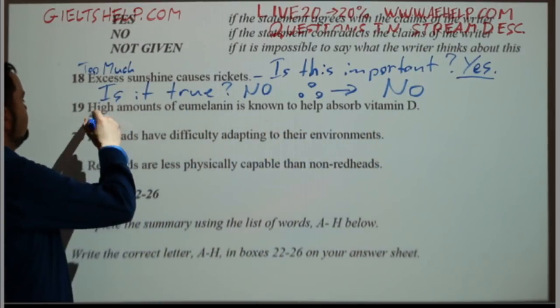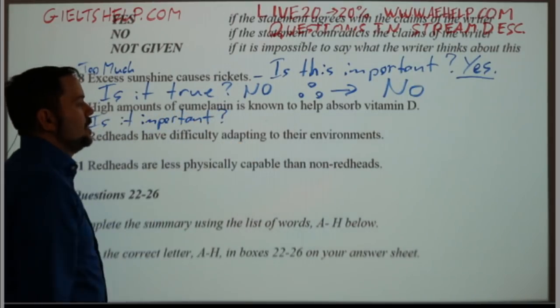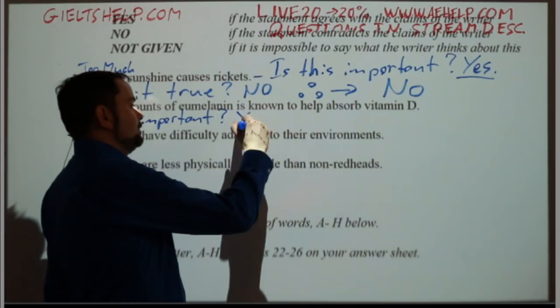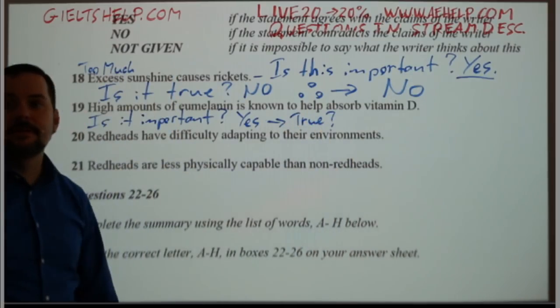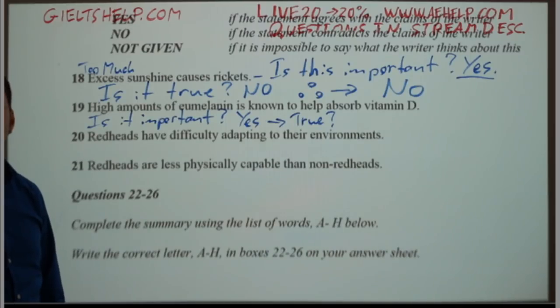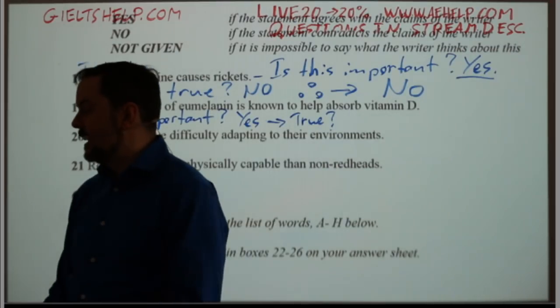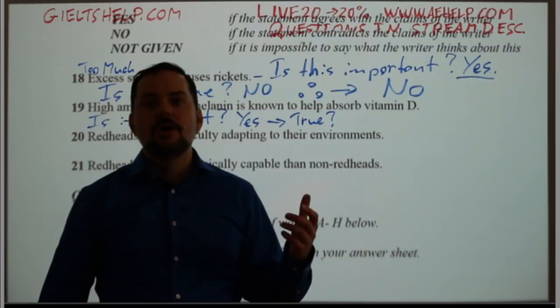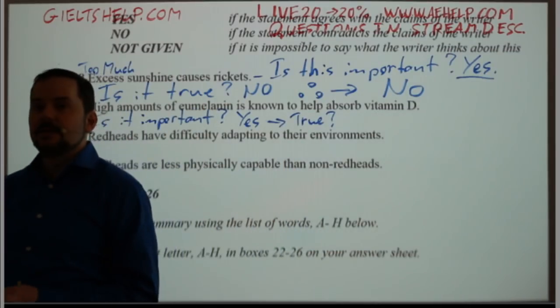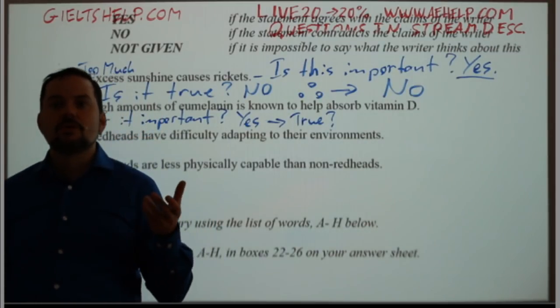Is it important? So is it important? Yes, it is. Is it true that high amounts of eumelanin is known to help absorb vitamin D? Okay, not sure. So you're not sure. Let's go back to the passage. Remember, the question you should ask here is, do redheads have high amounts of eumelanin or do they have low amounts of eumelanin? Okay, do you remember? Anybody remember in the passage? Do redheads have high amounts of eumelanin or low?